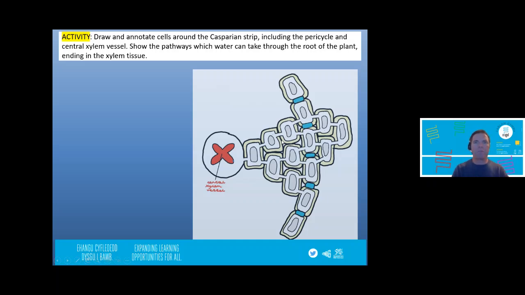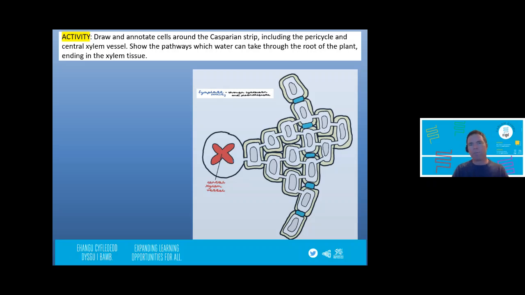So it says, draw and annotate cells around the Casparian strip, which really we're talking about the endodermis, including the pericycle and the central xylem vessel, and show the pathways which water can take through the root of the plant ending in xylem tissue. So there are three pathways that water can take. Okay, the first pathway that water can take is what we call the symplast pathway.